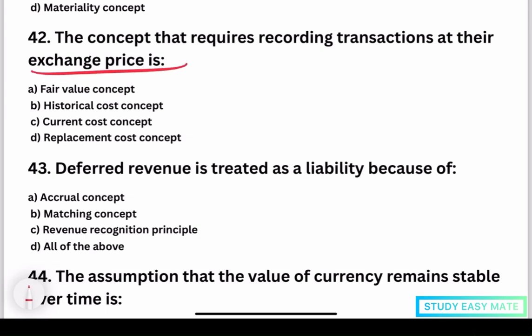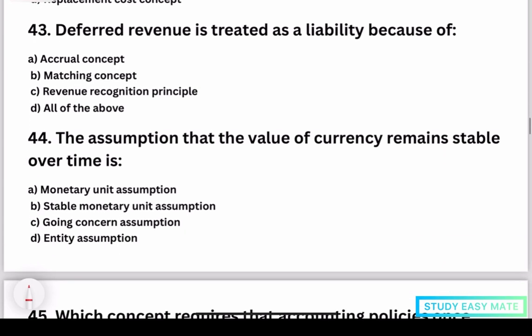So we have a new word, exchange price. What is it? That is again the historical cost concept, because it is the actual cost incurred when the transaction occurred. So this provides objectivity and verifiability to accounting records, as the exchange price can be documented through invoices and receipts.